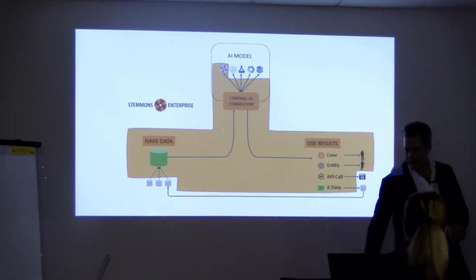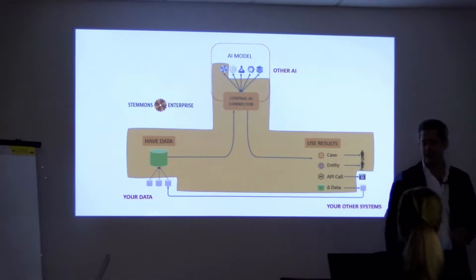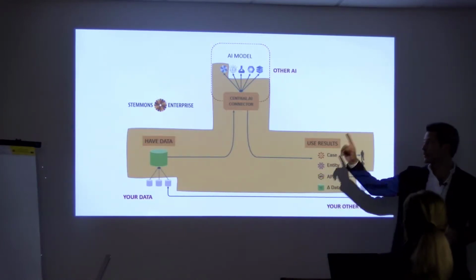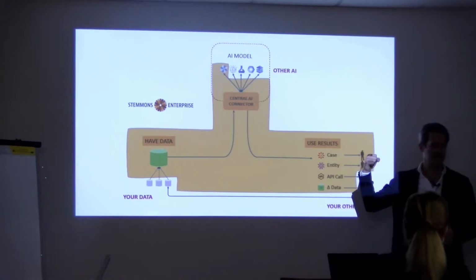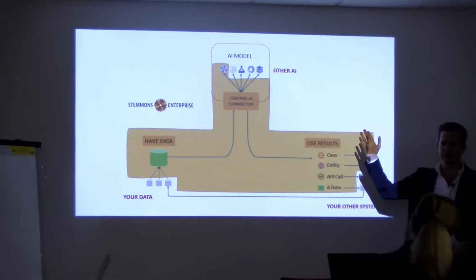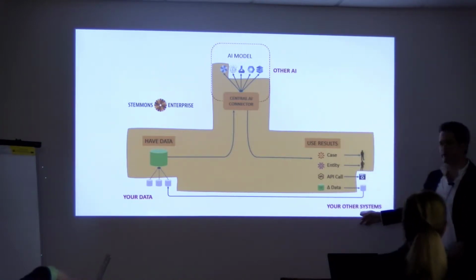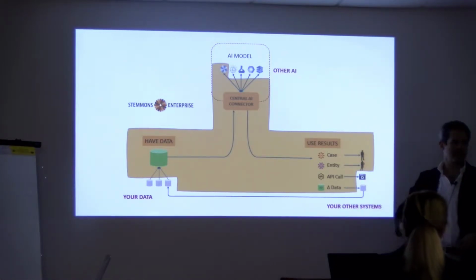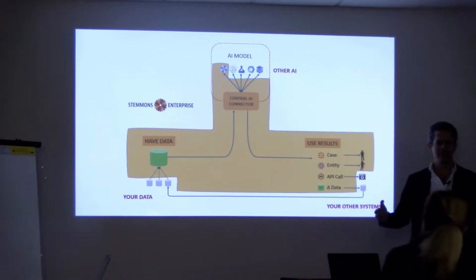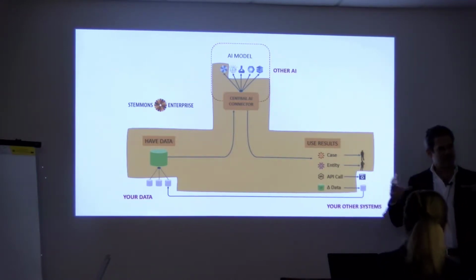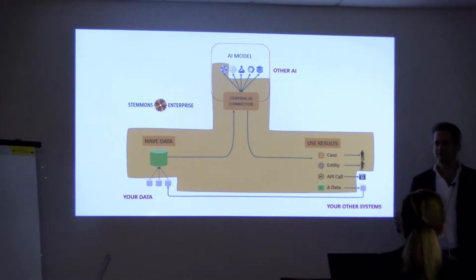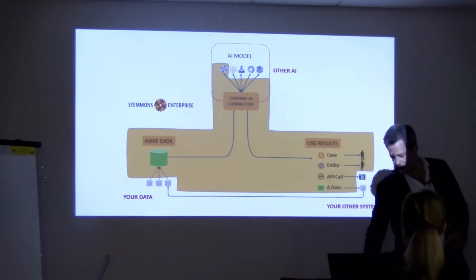So what we need outside of Stemmons is we need your data, okay? We can work with other AI systems, not just stuff that we've developed ourselves or that you've developed yourselves, but total third-party stuff. And we can even work with your other systems, right? So if you're using something else for CRM or you're using something else for whatever, we can interact with those things too, right? And all of that stuff in the middle, we're covering. Okay, so let me show you how some of this stuff works.